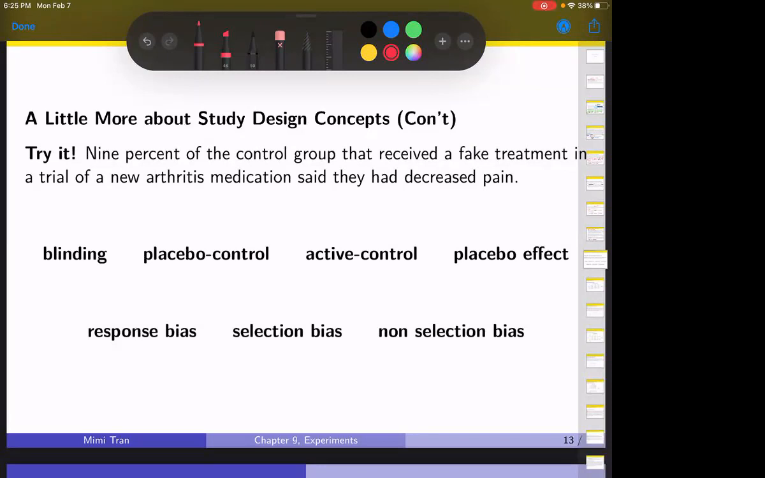Antoinette, Megan, placebo control, response bias, placebo effect. Placebo effect, right? That's it.